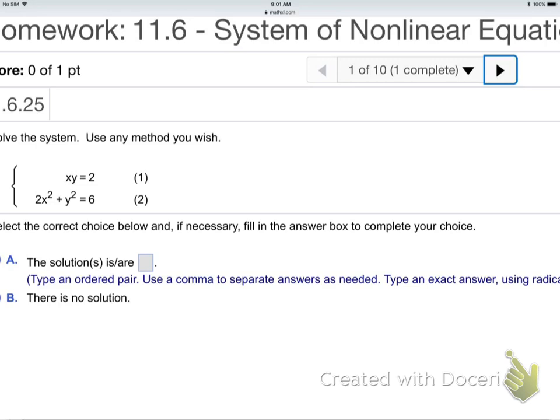How do we solve them? All right, so let me take that first equation. So they're going to give us two equations at the same time, which is not new. We've done two equations at the same time.